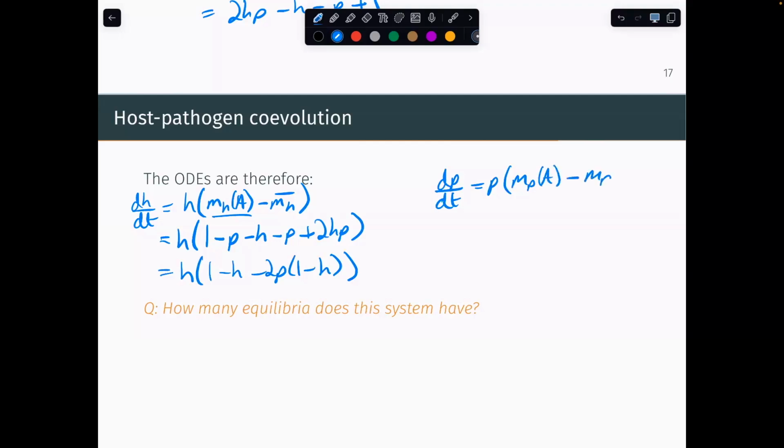Exactly the same for the pathogen. Substitute in pathogen fitness, so the pathogen's per capita growth rate. In this case, it's going to be H for allele A. And then subtract the mean fitness of the population, or mean per capita growth rate of the population, of minus 2HP plus H plus P minus 1. Simplifies down to being P times (1 minus P) times (2H minus 1).